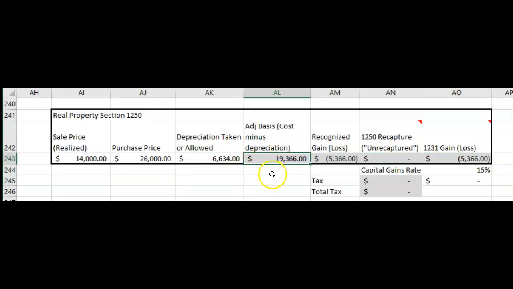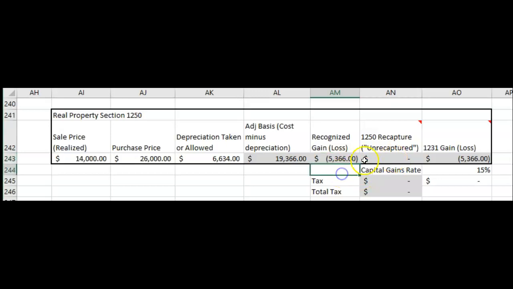So the first one is the adjusted basis, which is the cost minus depreciation. So the cost is cell AJ243 minus the depreciation, $6,634, equals $19,366 in this example. The recognized gain or loss is AI243, which is the sales price minus the adjusted basis, which is $19,366. So the adjusted basis was greater than the sales price by $5,366, meaning that there's a loss of $5,366.